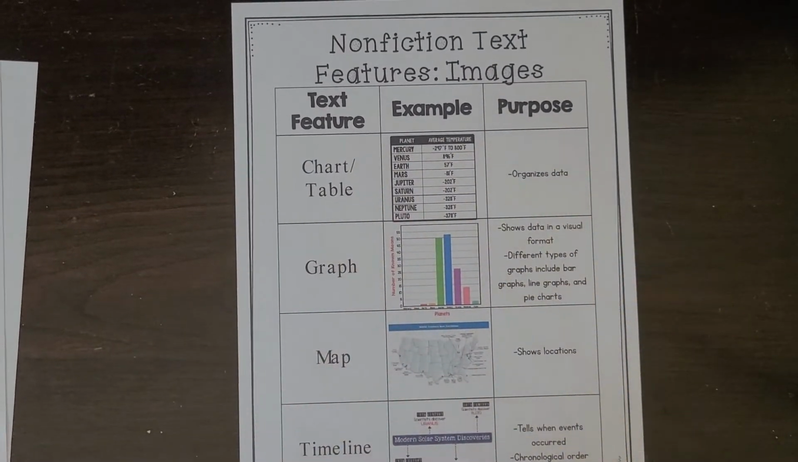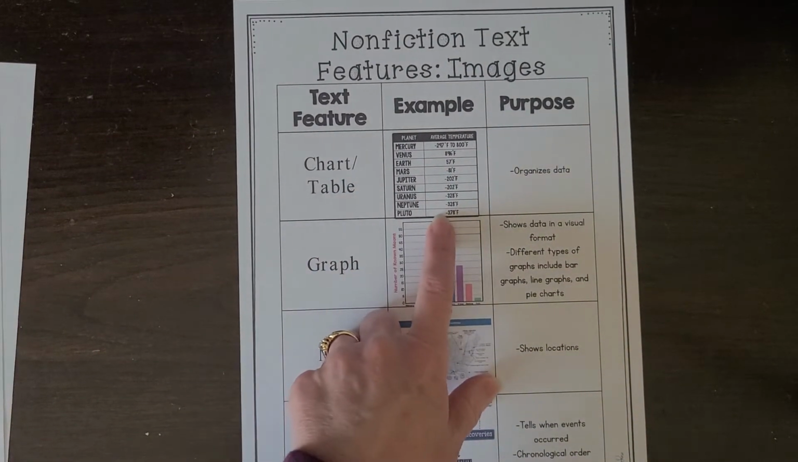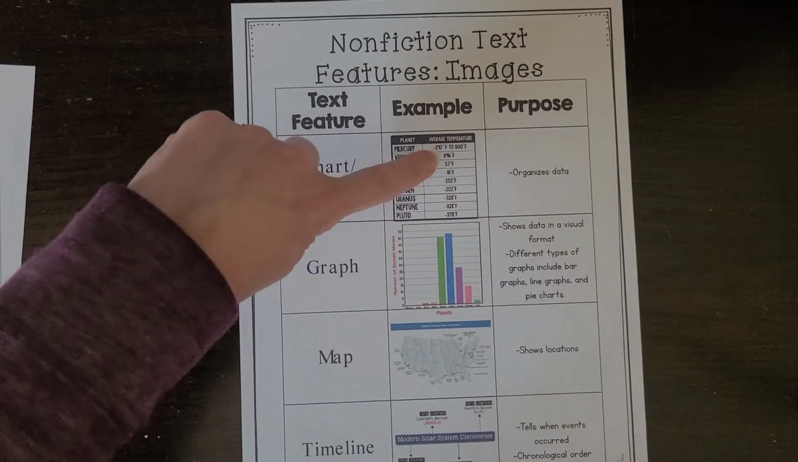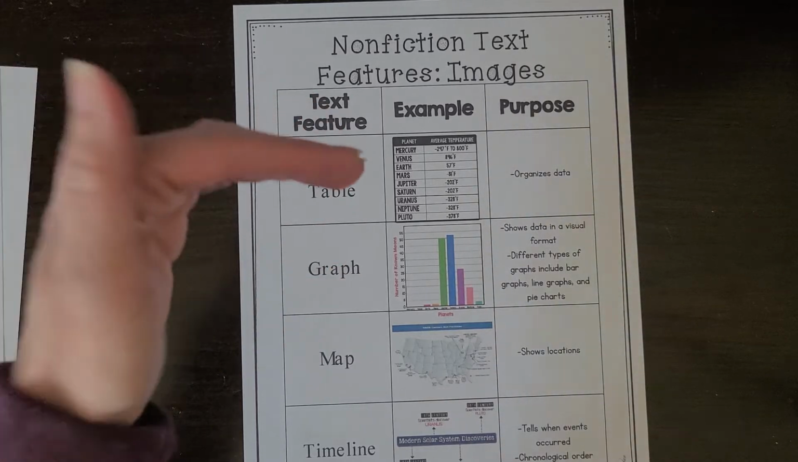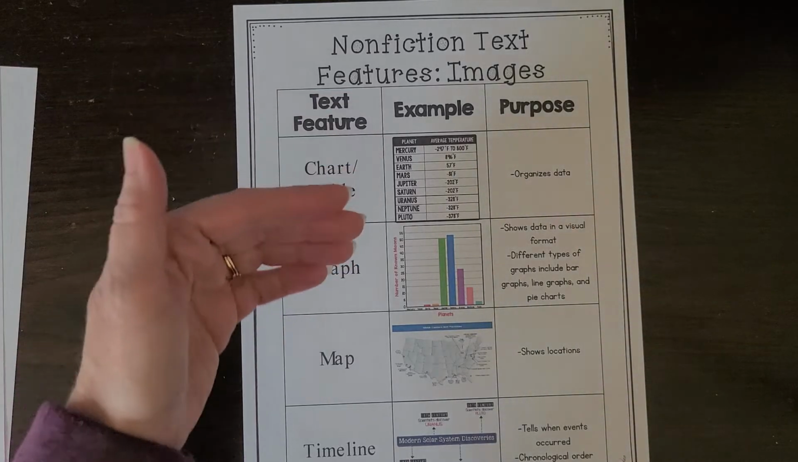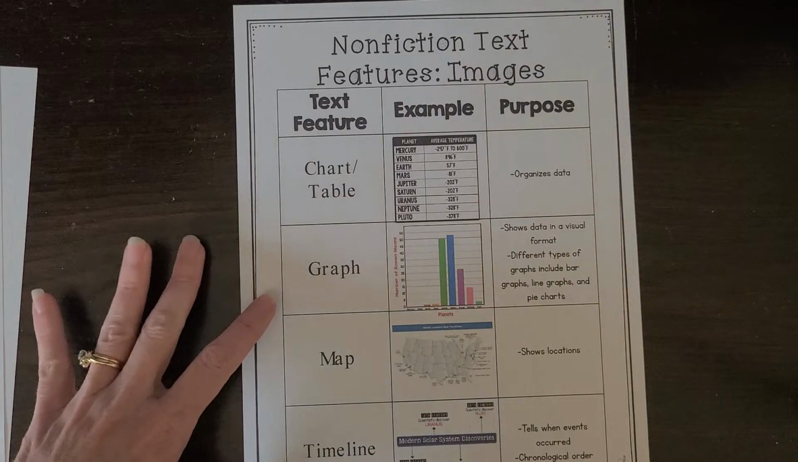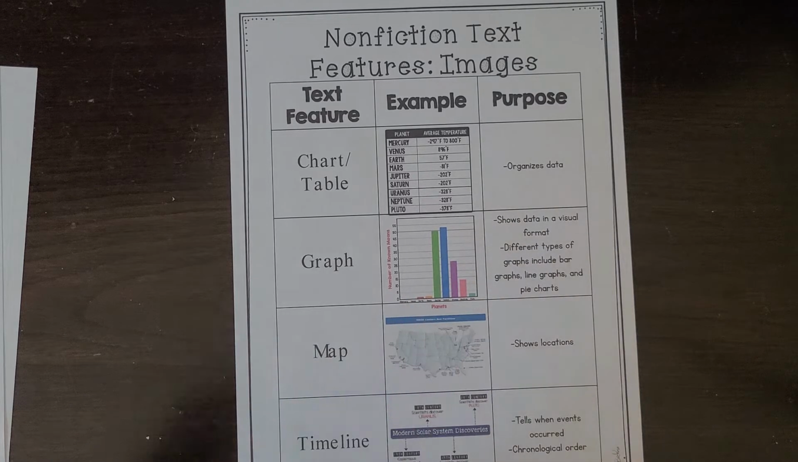Okay, in this text feature, the chart and the table, the example is where they have a list of the planets and then the average temperatures. It gives you a very clear picture of what each average temperature is for each planet. So it helps you organize the data. It gives you a clear picture of that data. And then this is a graph. A graph shows the visual format of the data, and it gives you different types of graphs.